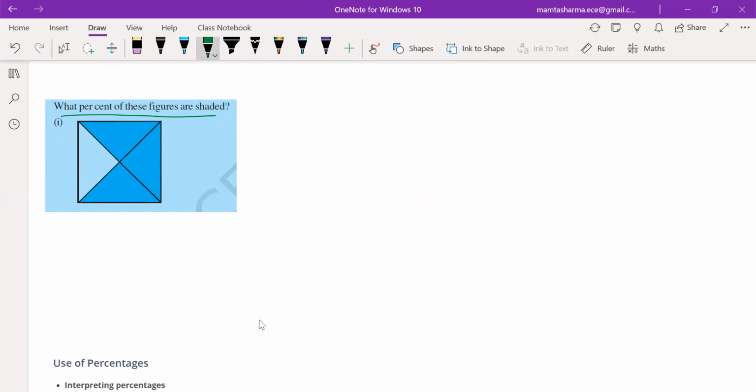Yes, ma'am. The shaded part is 4 blocks, I mean 4 triangles. 3 triangles are shaded and 1 is unshaded, and the total is 4.